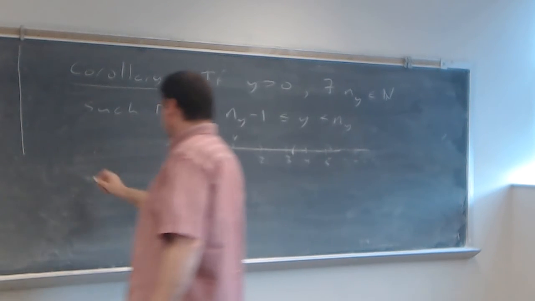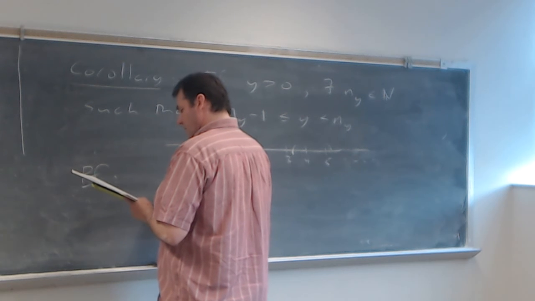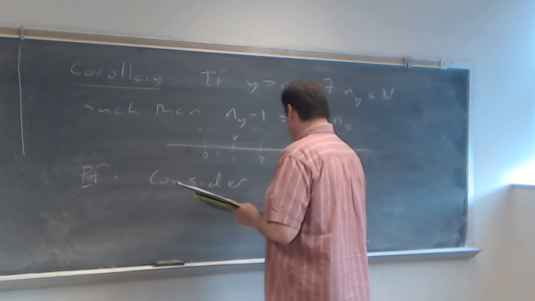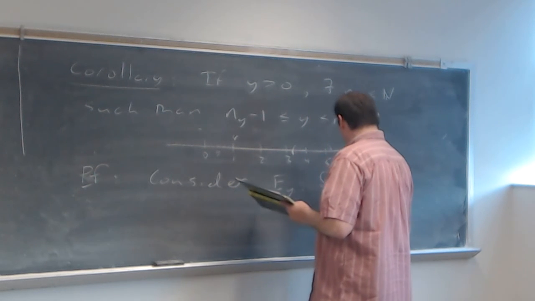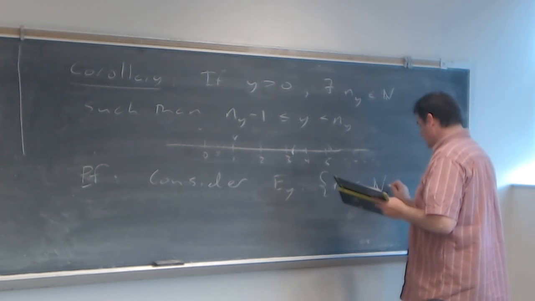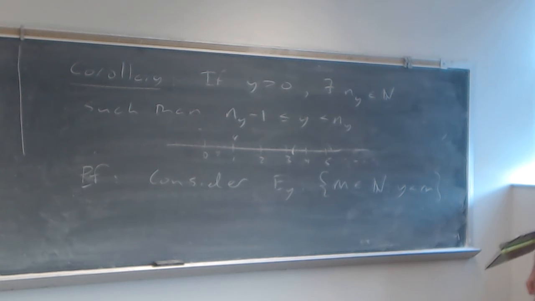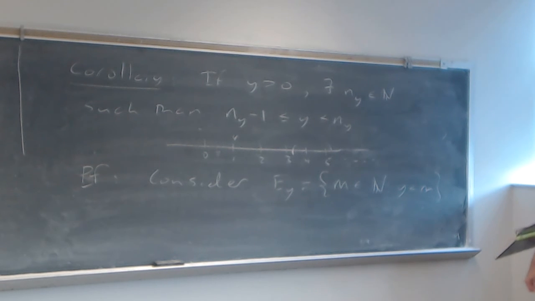Okay, let's look at the proof. I'm going to need a little help with these proofs, so I'm going to use the book. Today I need to use the book. Okay, so first of all, let's consider this set. Consider the set E sub y equal to all m in the natural numbers such that y is less than or equal to m. It's defined by this, so I should have written equal to. So we're looking at all natural numbers that are bigger than y.